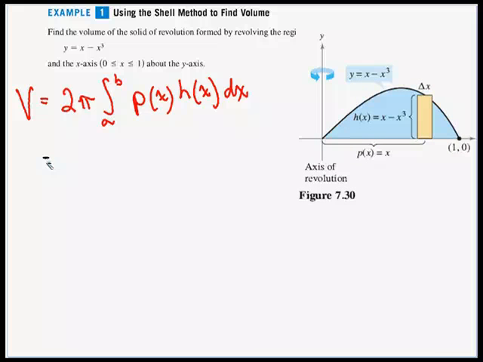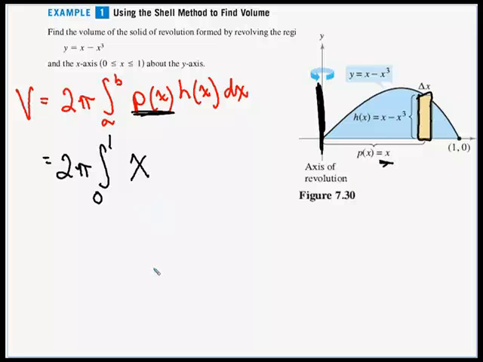So the volume is going to be 2 pi, and we're integrating on the x-axis. Our representative rectangle is perpendicular to the x-axis, so we will be integrating from 0 to 1. Lower limit 0, upper limit 1. Next we need p of x. p of x is the distance between the axis of rotation and our representative rectangle. Here's our axis of rotation, and here's an arbitrary representative rectangle. The distance between the y-axis and this rectangle is simply the x-coordinate. So p of x is just x.